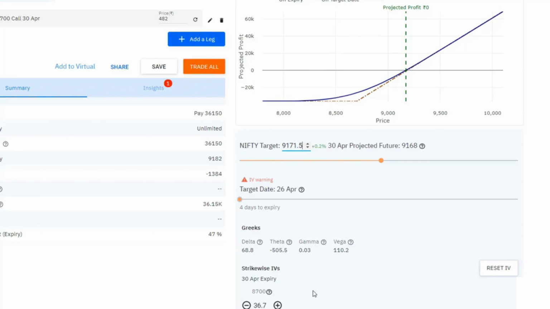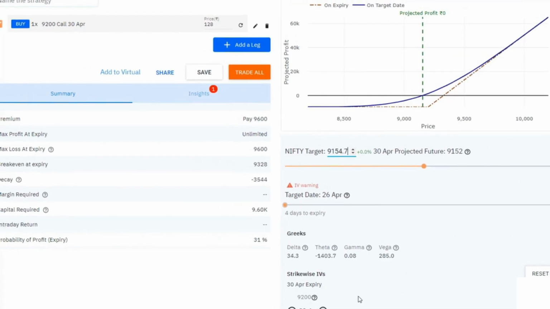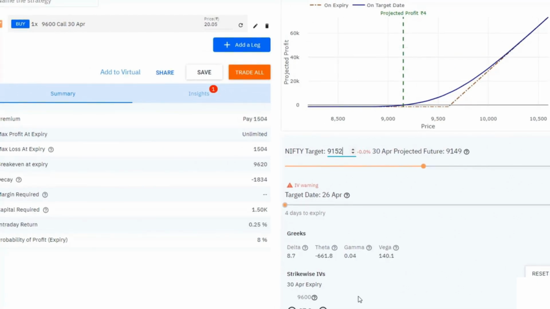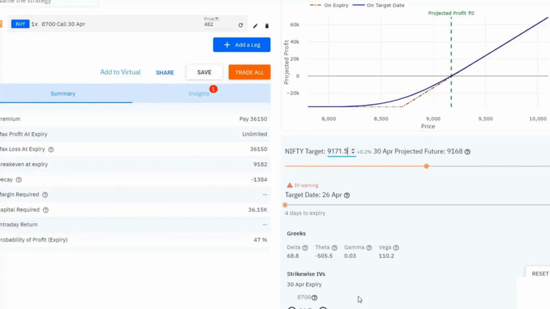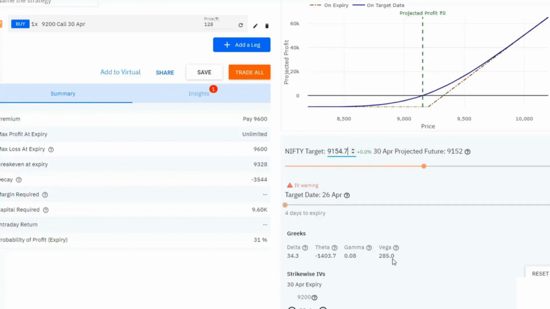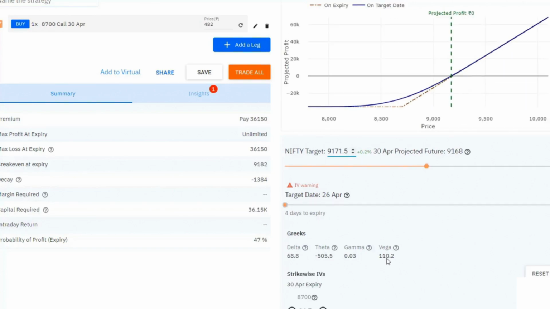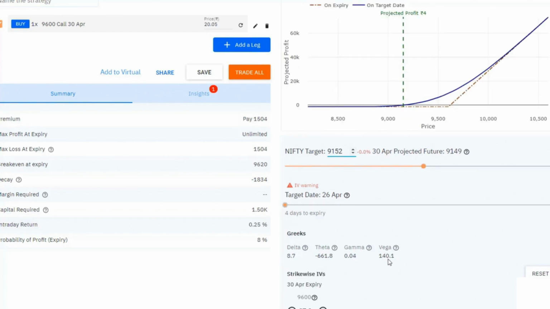So as usual, we have our three candidates: 8700 call, 9200 call, 9600 call, ITM, ATM, OTM, three of them. And then we have our reference next month option. So the Vega of this one is 110, which is, okay, I don't know if it's low or high. Okay, this is 285, so this is low. And the Vega of this one is 140. So ITM has low Vega, ATM has high Vega, OTM has low Vega.